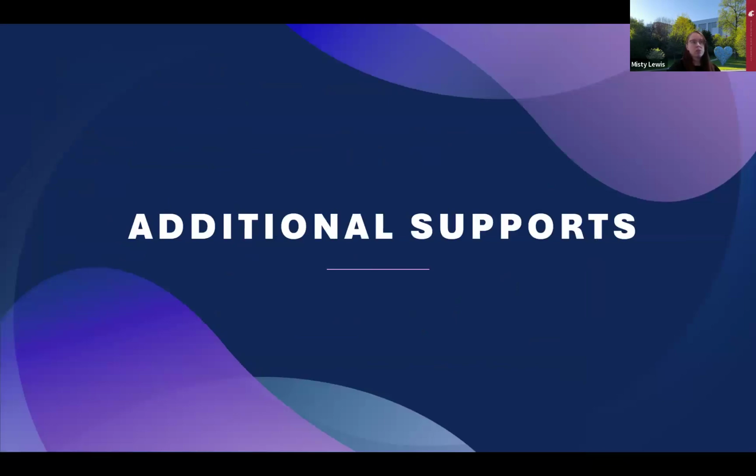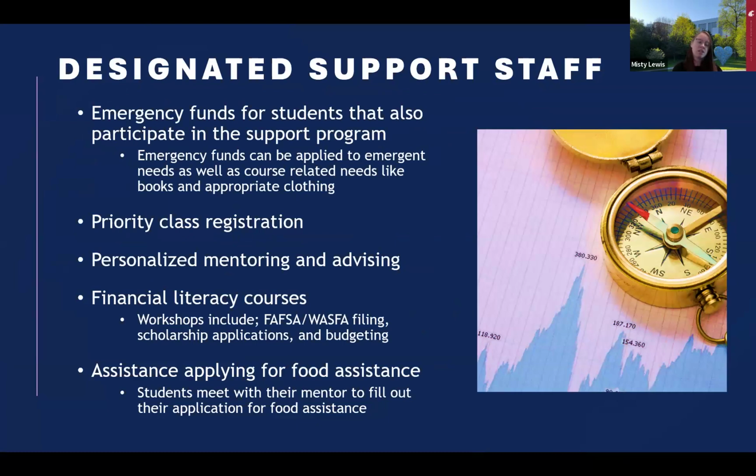And here are some additional supports that WSU provides for our Passport students in order to help them navigate higher education. Our designated support staff has emergency funding for students who participate in the support program. So this is emergency funding that can be applied to emergent needs, as well as course-related needs like books, or if maybe they need snow boots. Priority class registration, so Passport students are able to register first in line and get all of their classes. There's personalized mentoring and advising.